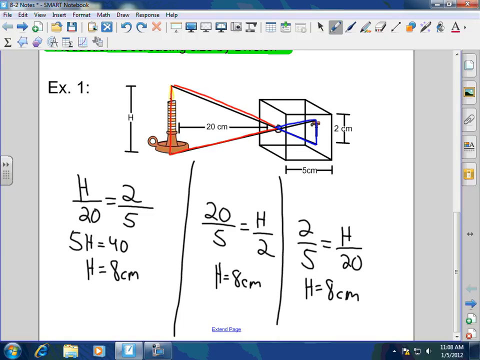So the key here is not to follow what Mr. Morrow does. The key here is to understand the relationships of corresponding parts. Height of the large triangle to distance of the large triangle, you set that to the corresponding side of the small triangle. Height of the small triangle to distance of the small triangle. You always relate corresponding sides. Does that make sense? Yes? Okay. Let's move on.